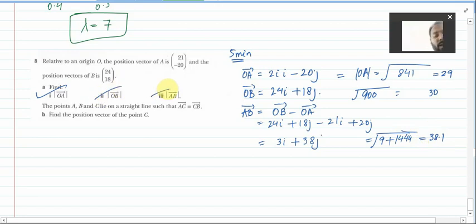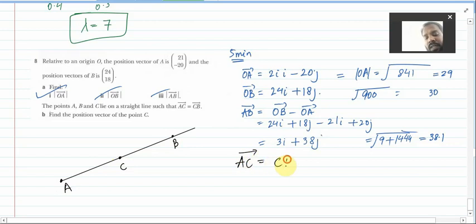After that, the points A, B and C lie on a straight line such that AC is equal to CB. So let's suppose I am drawing the straight line, and it says A, B and C. A, C, B. So all 3 points lie on a straight line. It is not mentioned that C is the midpoint. A, B, C lie on a straight line, and the condition is AC is equal to CB. So now these two lengths are equal. Now we can say that C is the midpoint, right, with respect to this condition. Find the position vector of the point C.